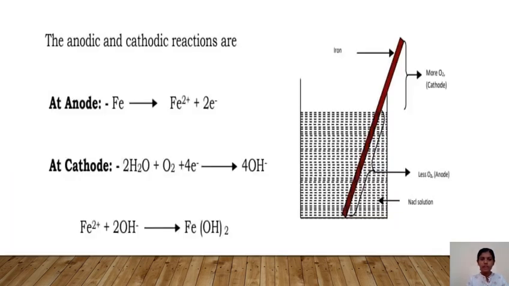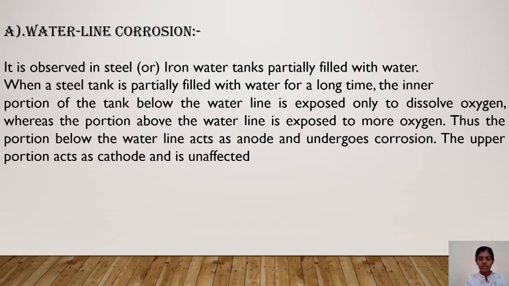Here we have anodic and cathodic reactions with iron. At the anode, Fe gives rise to Fe2+ plus 2 electrons. At the cathode, 2H2O plus O2 plus 4 electrons give rise to 4OH-. Net reaction, Fe2+ plus 2OH- give rise to Fe(OH)2. In differential aeration corrosion, we have waterline corrosion and pitting corrosion.